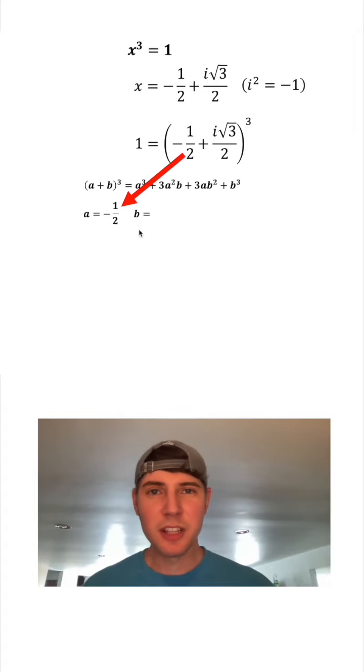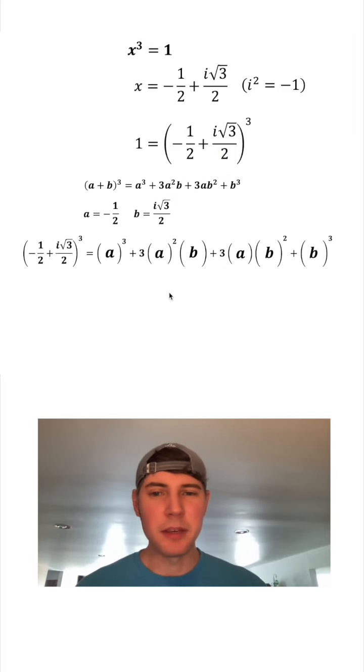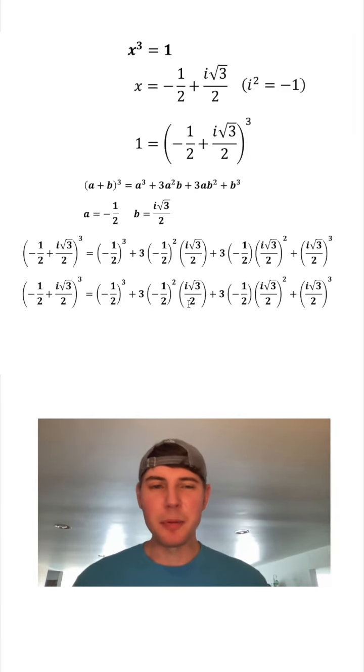Now let's use it for this right here. We have a and b. a is equal to negative 1/2, b is equal to i root 3 over 2. Let's copy this down with our a's and b's. Let's plug in negative 1/2 for all the a's and i root 3 over 2 for all the b's. And I'm thinking to clean it up, it'll be easiest just to copy down and we'll just clean it up in real time.